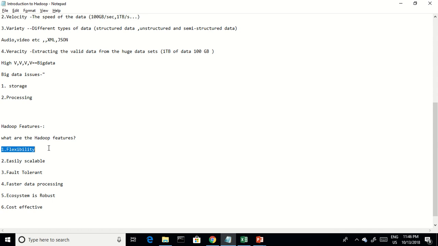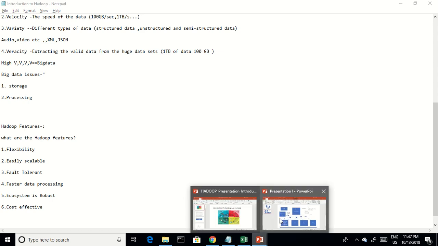What does it mean? It means it can store and process different data types. It may be structured data, unstructured data, or semi-structured data. Whatever type of data it may be, it has the ability to process as well as store the data very efficiently. So that is called the flexibility of the Hadoop feature. And easily scalable.